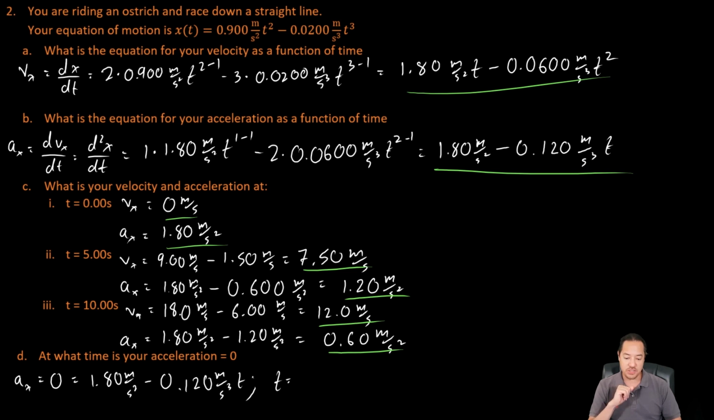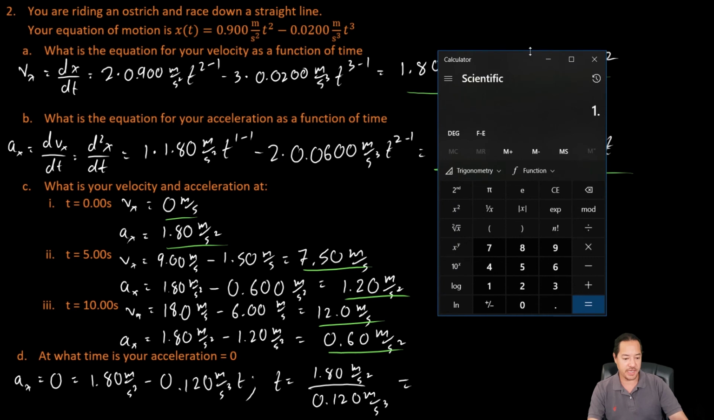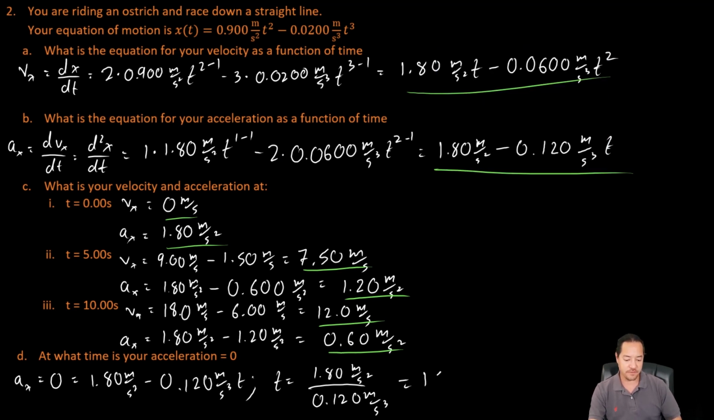So that's going to be t is equal to 1.80 meters per second squared over 0.120 meters per second cubed. And what do we get here? Well, let's do the math. We've got 1.8 divided by 0.12. That's going to give us 15 seconds. So 15 seconds. At 15 seconds, our acceleration is going to be 0.